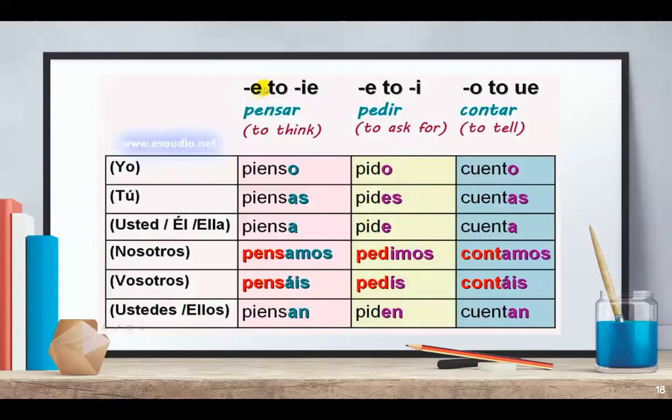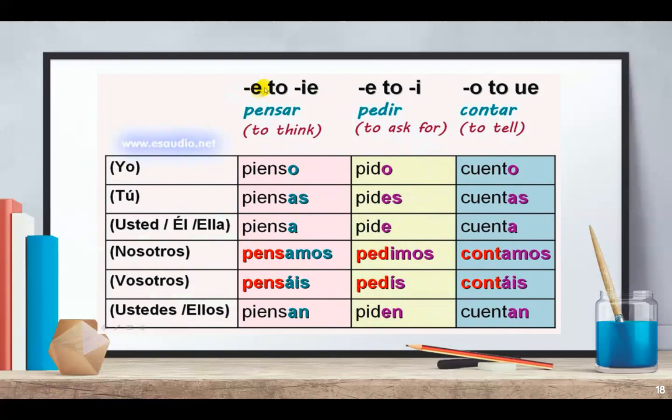Here are some more examples of types of stem changes that you might expect to see. Usually we learn the verbs in categories. All the verbs that go from E to IE, all those that go from E to I, or O to UE. There's only one verb that's U to UE, that's jugar, to play. And I'm sure many of you have seen that verb before. You might talk about playing sport, right? Yo juego deportes. For example, I play sports.